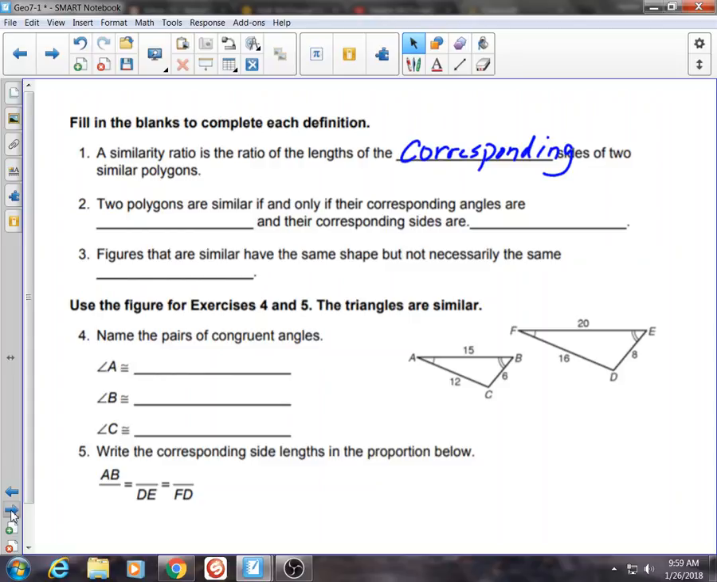Two polygons are similar if and only if their corresponding angles are blank and their corresponding sides are blank. The first one is congruent. So their angles are congruent, but the sides don't necessarily have to be congruent. They have to be proportional.